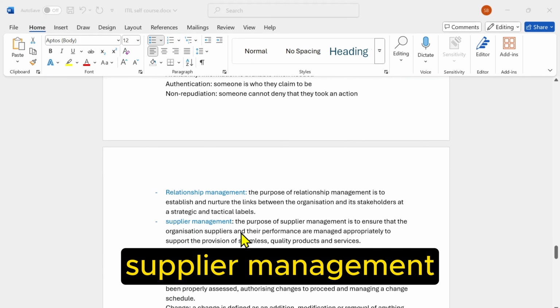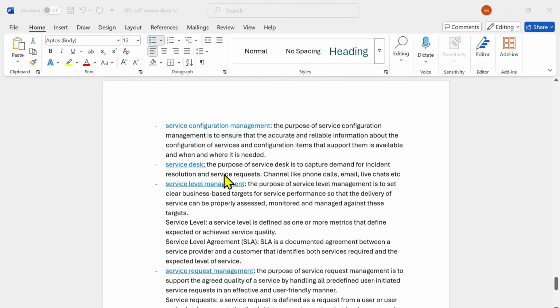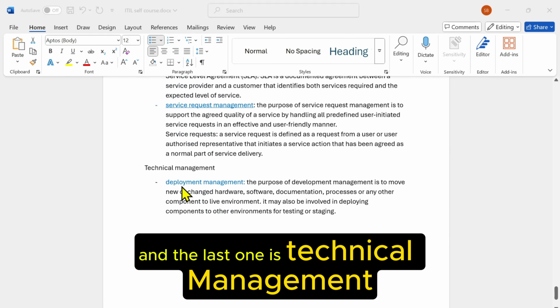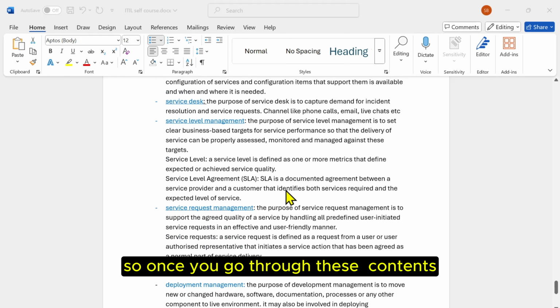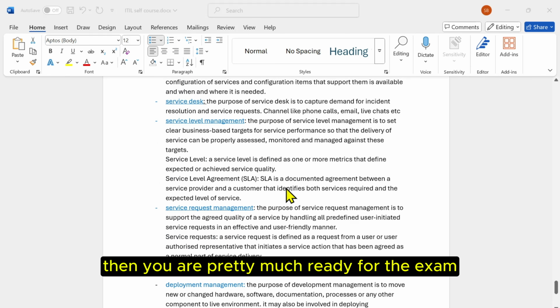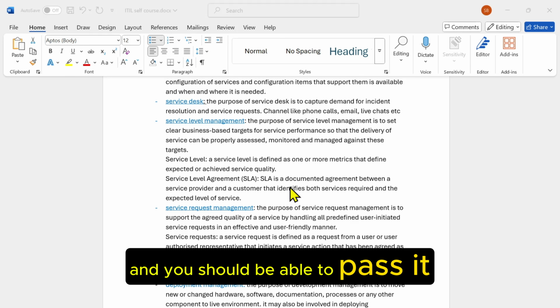Then relationship management, supplier management. So likewise you have to go through all these practices. And the last one is technical management, deployment management. So once you go through these contents, then you are pretty much ready for the exam. So just book the exam and you should be able to pass it.